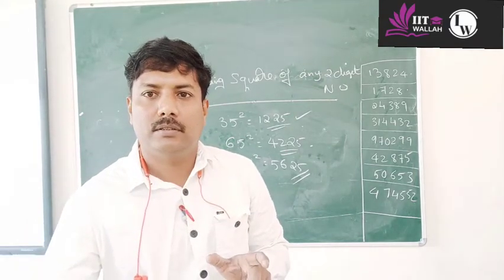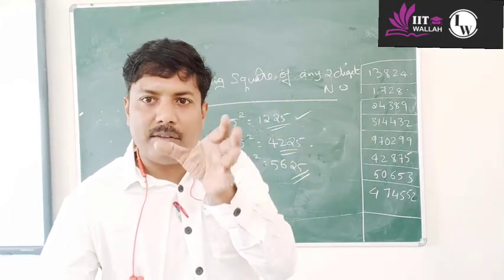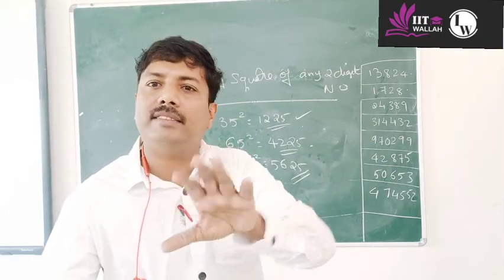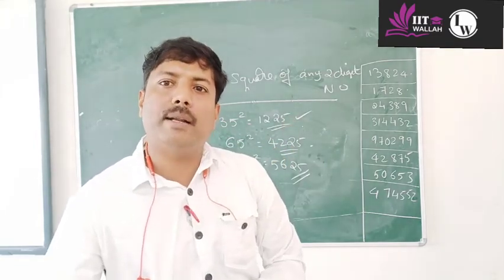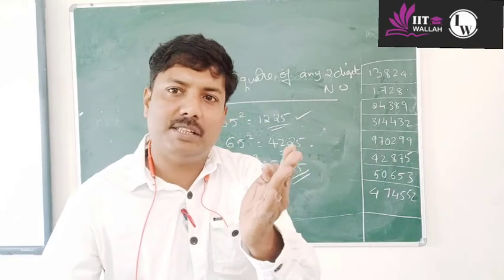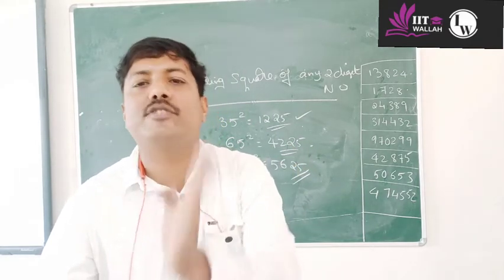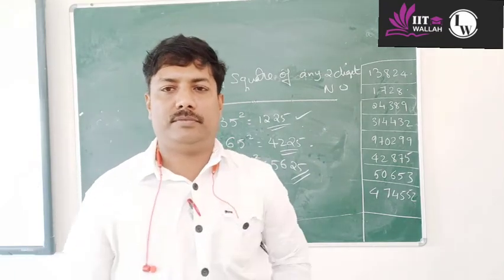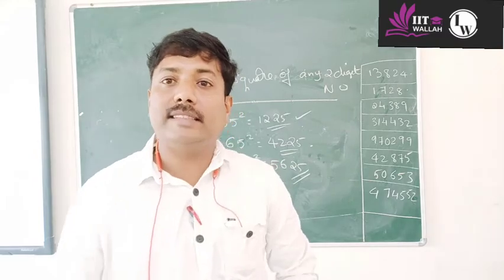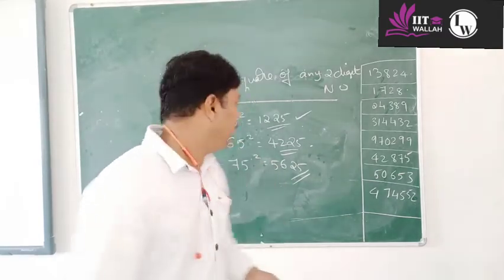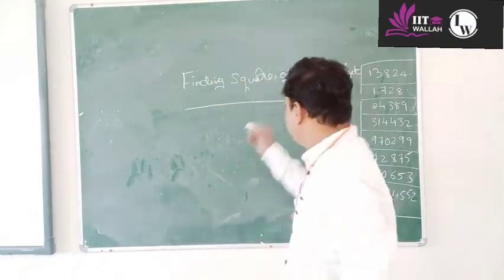Understood? So any 2 digit or 3 digit number, if it is ending with 5, to find the square of that, what do we need to do? We need to multiply the tens place digit with its successor. And after that you write 25. Everywhere 25, 25. Then you will get the square of that number, which is ending with 5.